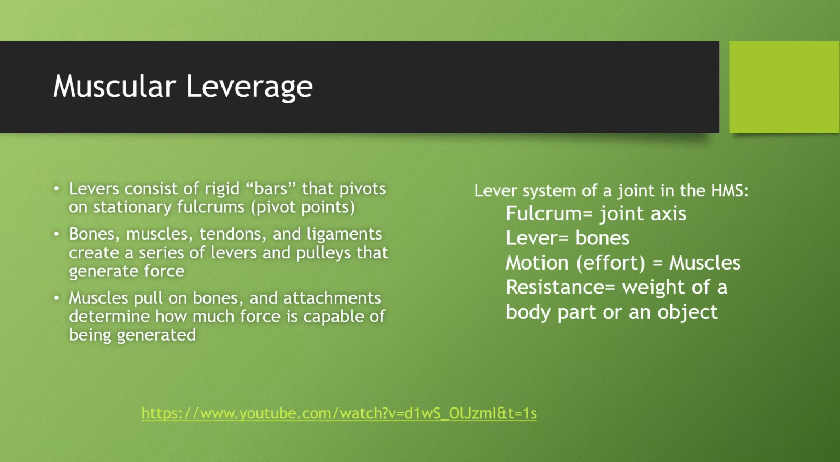So in the human movement system, a lever system of a joint consists of a joint axis acting as the fulcrum, bones serving as the lever, muscles as the motion or effort, and the weight of the body part or an object as resistance.